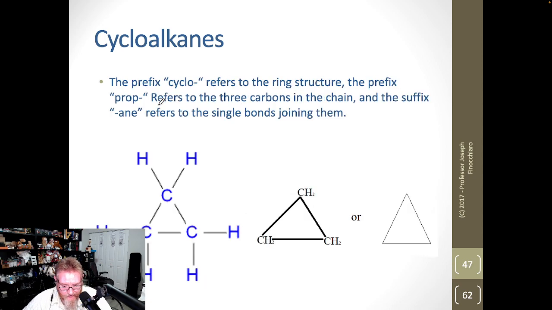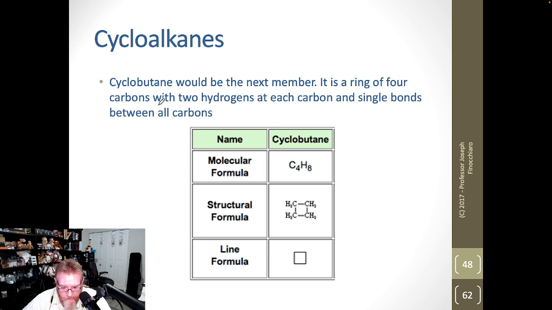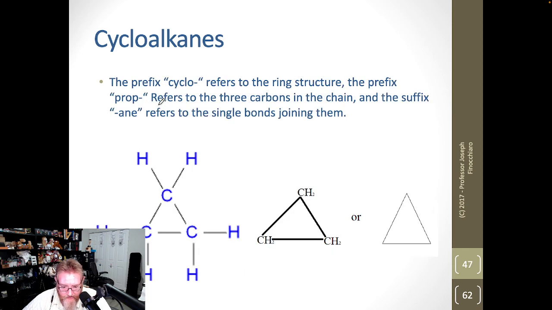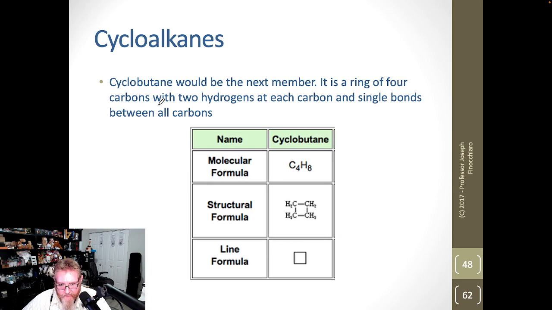Cyclopropane is the smallest. The book then talks about cyclo referring to the ring structure, and then prop refers to 3, ANE refers to single bonds. I've already kind of demonstrated that. And then you start going up in numbers. Cyclobutane, cyclopentane, cyclohexane, cycloheptane, cyclooctane, cyclononane, cyclodecane.